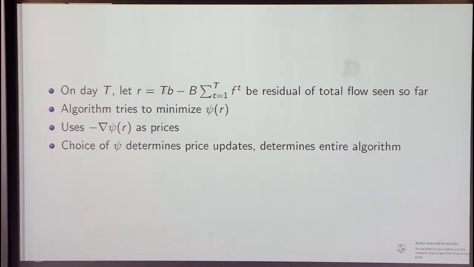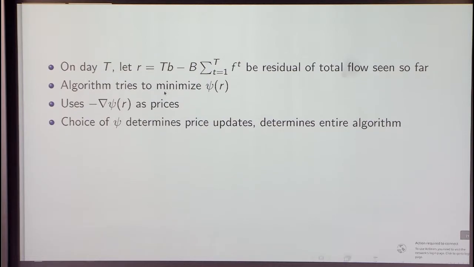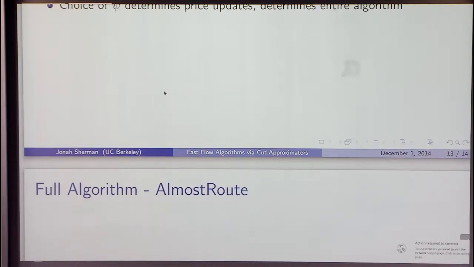Is T a scalar? Sorry, T is day T. So day 1 up to the number of iterations. You're on the Tth iteration. Capital T is an integer. Yeah. Okay, good. So this version has a constant step size, is that correct?